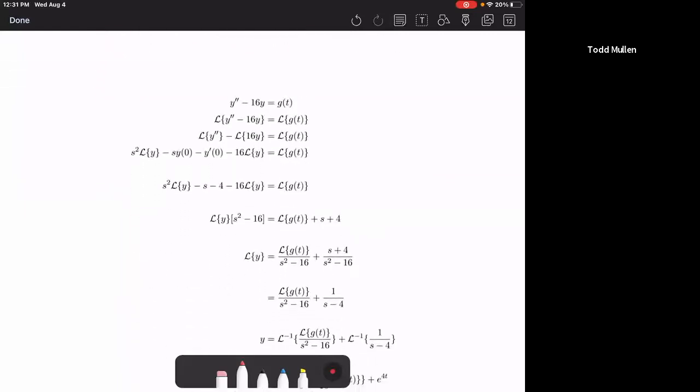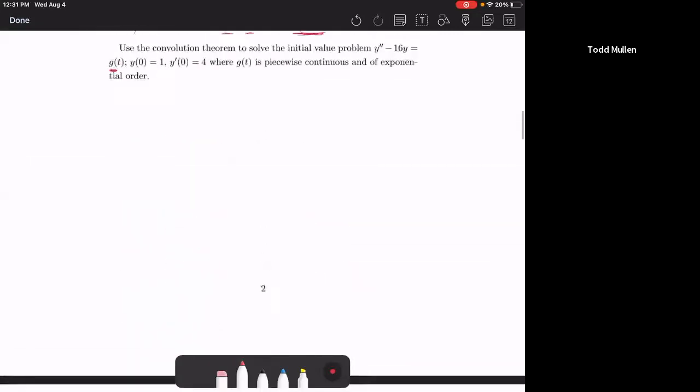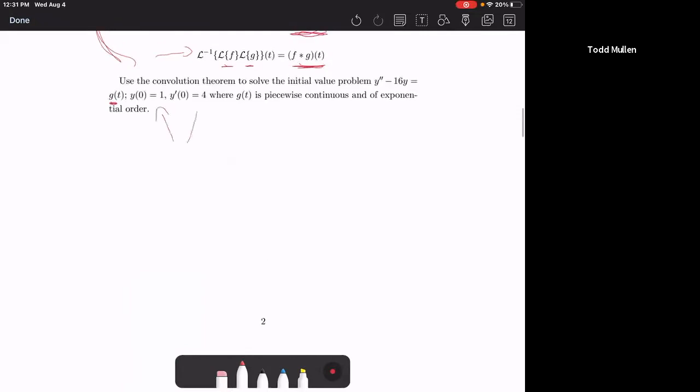So y double prime minus 16y is equal to g of t, and we're just going to take the Laplacian of both sides. And then, as we always do, the linearity principle is going to let us break that up. And we've taken the Laplacian of y double prime enough by now. We should know it looks like this. So we still have this s squared Laplacian of y. Y of 0 is 1, and y prime of 0 is 4. And that comes from the question there and there.